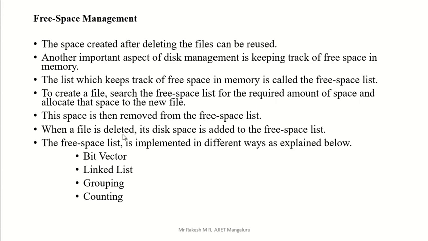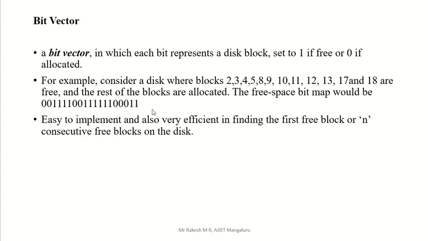When a file is deleted, its disk space is added to the free space list. The free space list is implemented in different ways. So for free space management, we have different methods: bit vector, linked list, grouping and counting. We will see them one by one. First one is the bit vector.